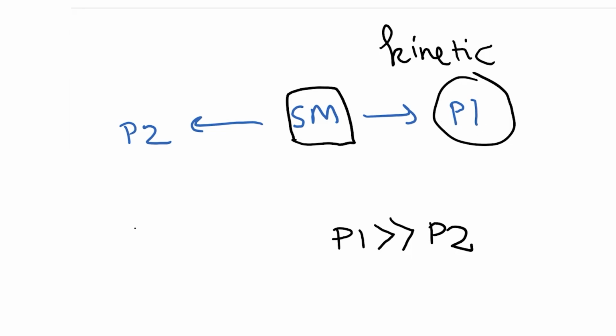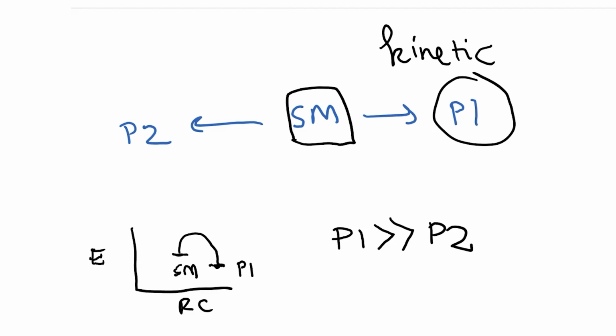So if you recall, if I look at the barriers, energy versus reaction coordinate, I have this, and I'm going to give you this product. This is P1, this is the starting material, and the formation of P1 is substantially lower in energy compared to the formation of P2. Okay, so therefore this compound, product 1, is called the kinetic product.